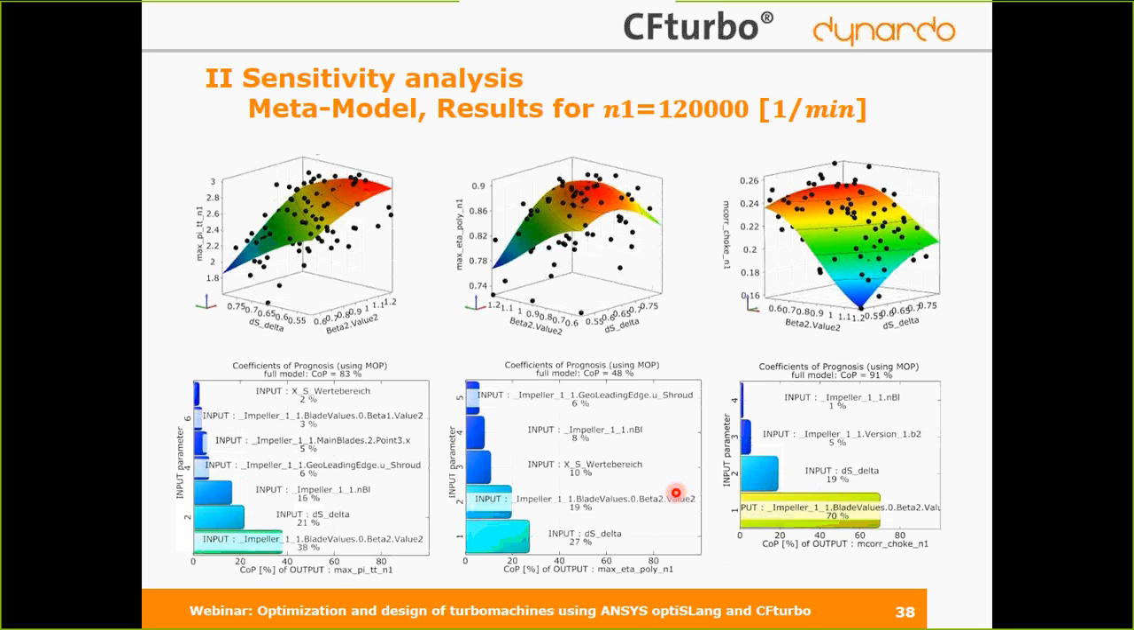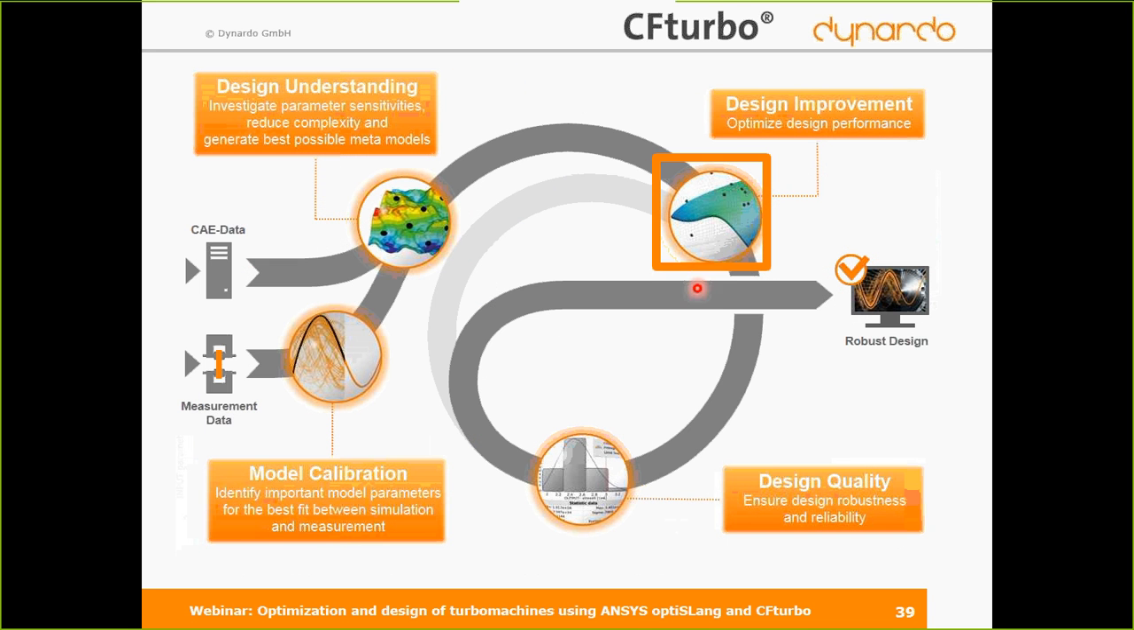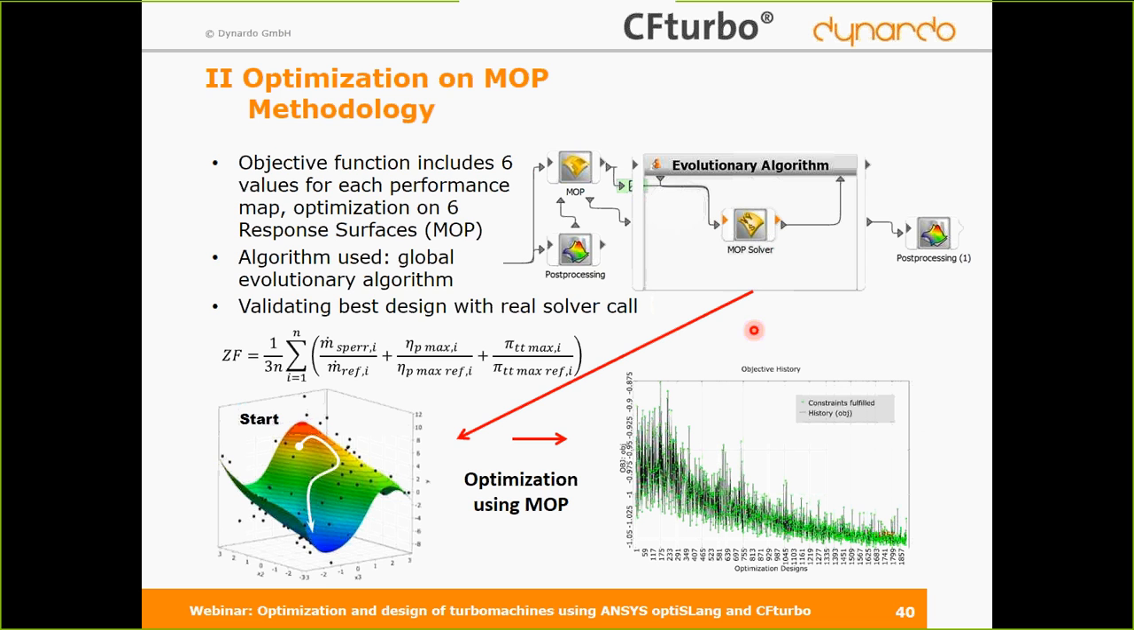Okay, now let's move back to the presentation. After we've done sensitivity analysis, we can do the optimization. In this case, the optimization was done on the response surface, and this is very attractive because it's very fast. Also, the COP values are not that high. The advantage is that it's very fast and you can easily change the objective function. So in this case, within the objective function, the maximum choke mass flow, the maximum efficiency of a speed line, and the maximum pressure ratio was put into account. And this for all speed lines.